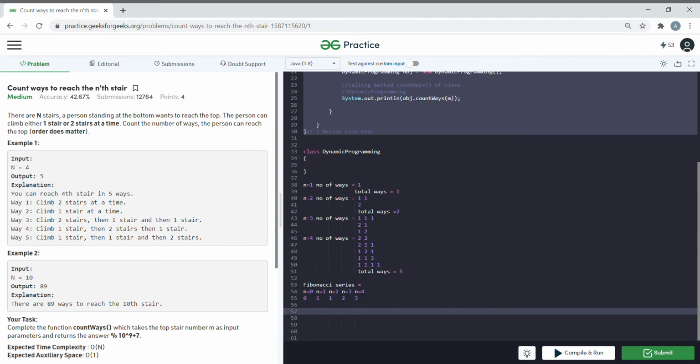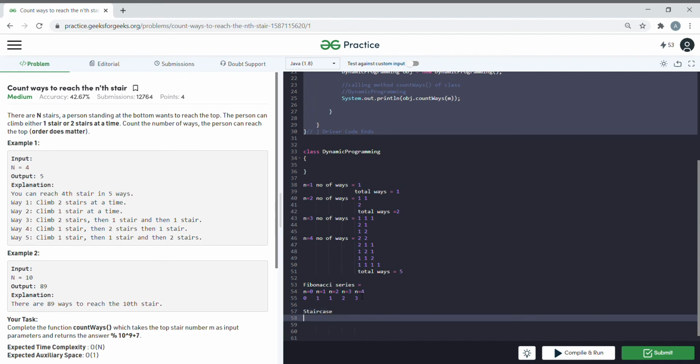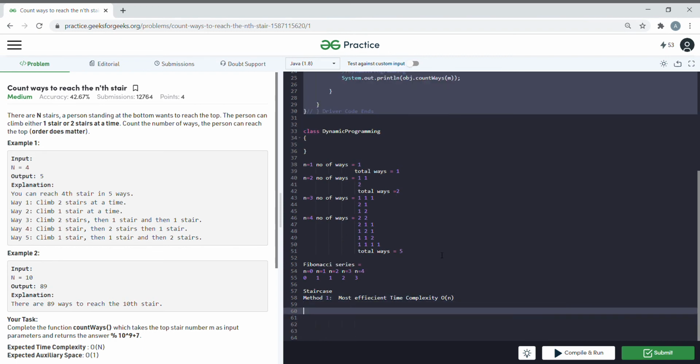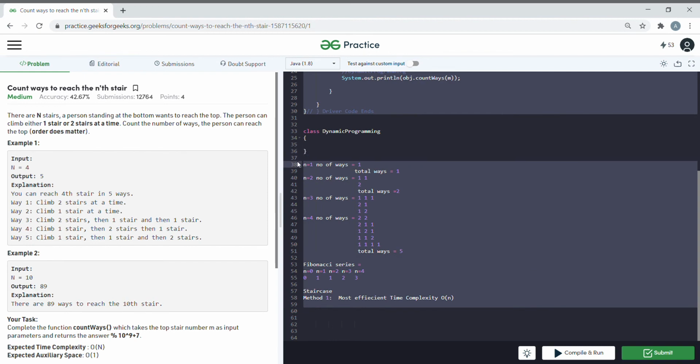So here in the staircase problem, there are many methodologies. Here we'll follow method 1, the most efficient method, with time complexity big O of n. So let's get going. I hope you've understood the question. Let's get going with the answer.